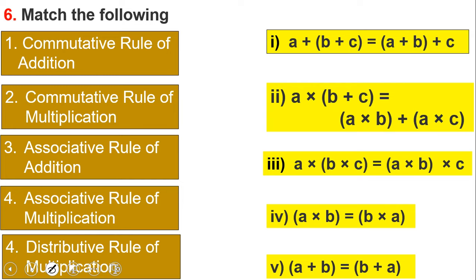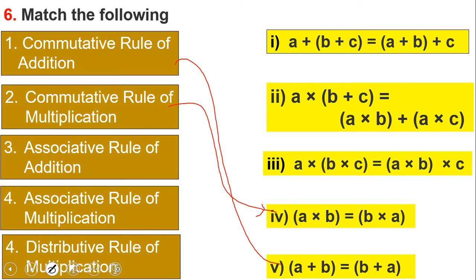Commutative rule of addition means what? Remember, 2 plus 5 equal to 5 plus 2. So that is equivalent to a plus b equal to b plus a. Means the answer of 1 is 5. Okay. Then commutative rule of multiplication, that is what? 2 into 5 equal to 5 into 2. Right? So that is this one.